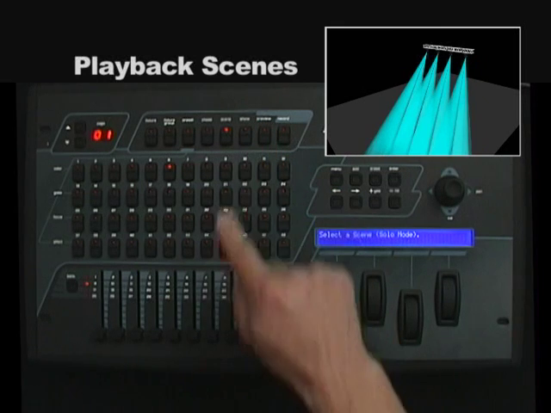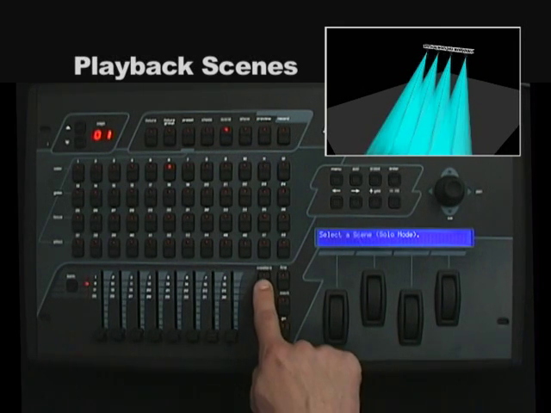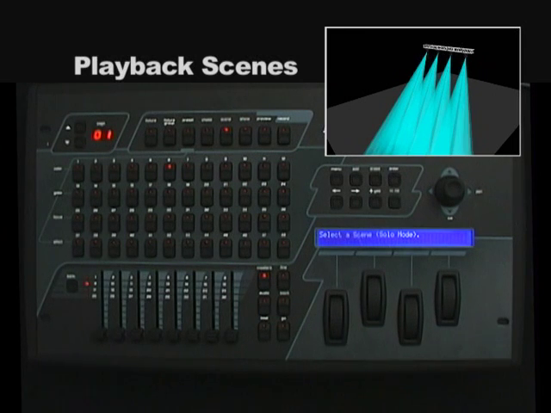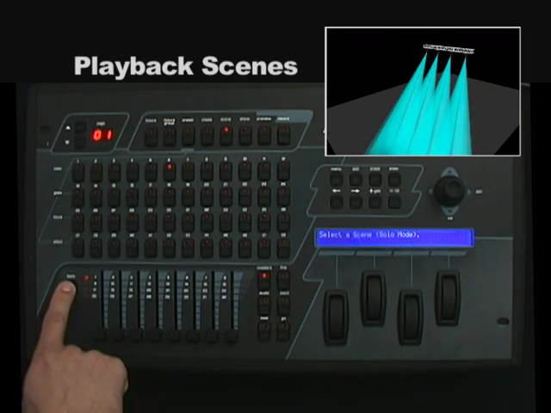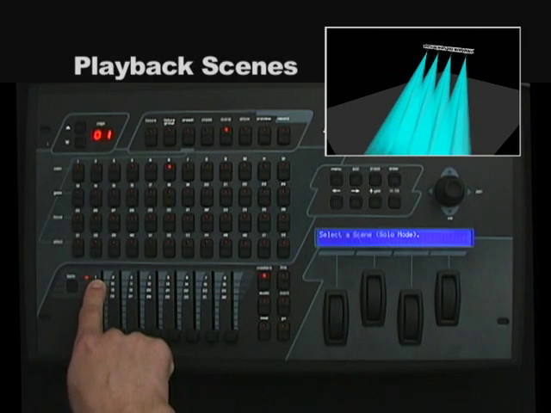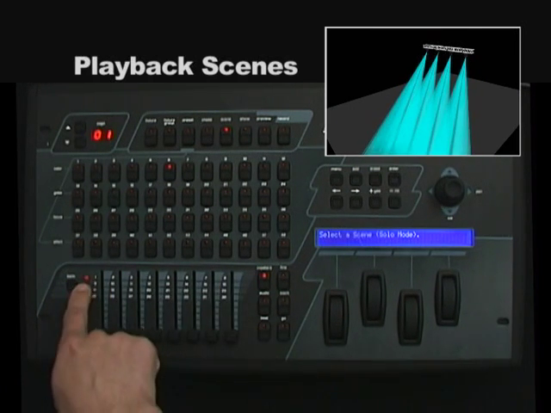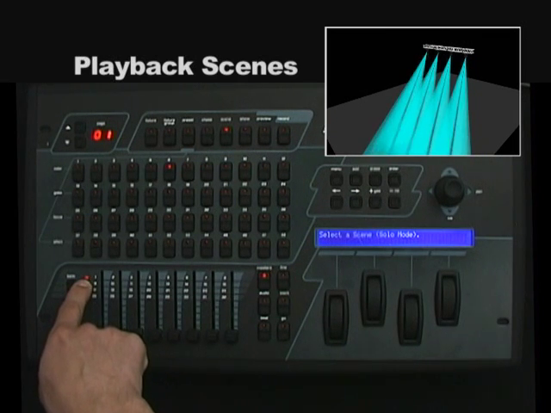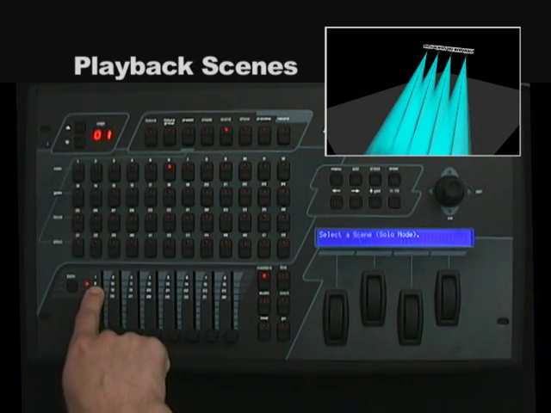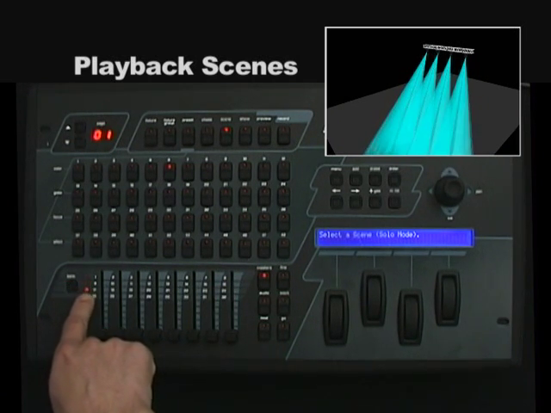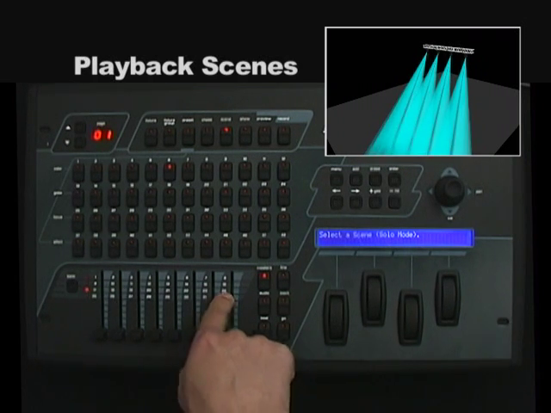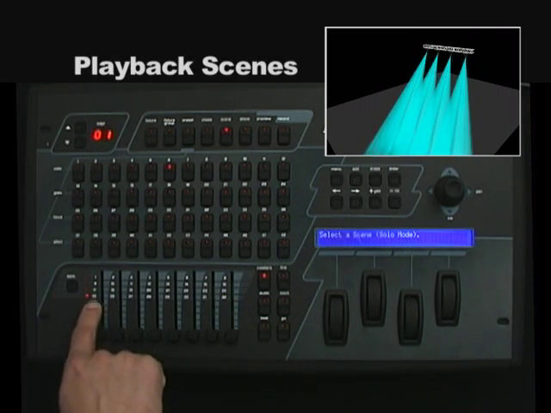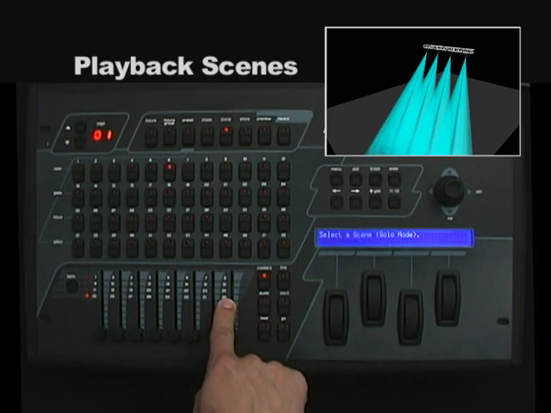Another way to play back scenes is by using the Masters button. This now allows us to use the 8-channel faders as scene masters. Using the bank button, we can control scenes 1 through 8 when the top LED is lit. We'll control scenes 9 through 16 when the second LED is lit, scenes 17 through 24 when the third LED is lit, and scenes 25 through 32 when the fourth LED is lit.